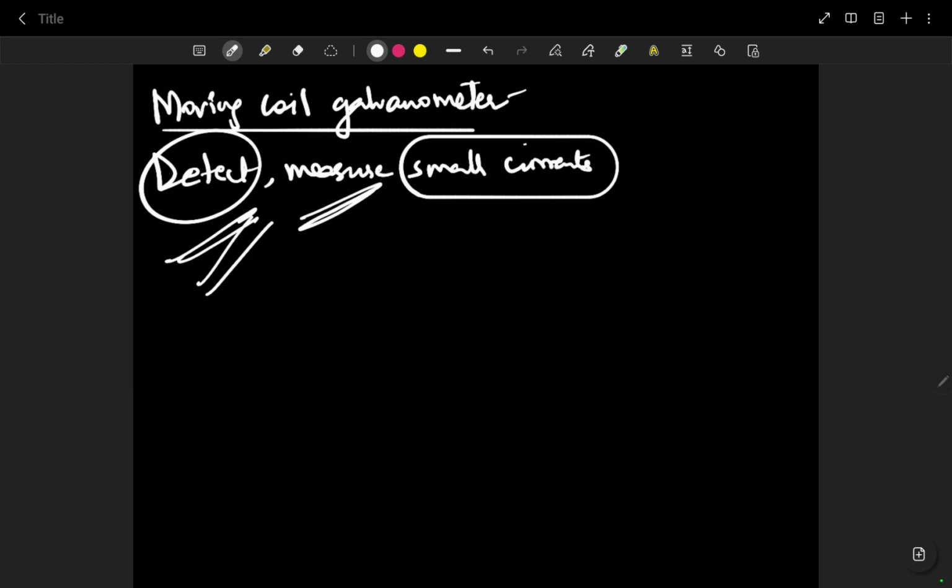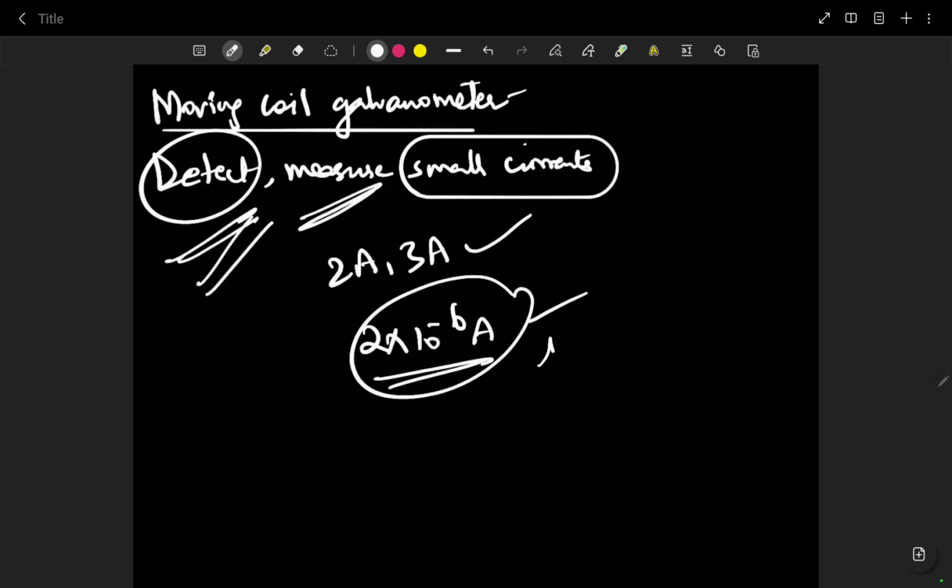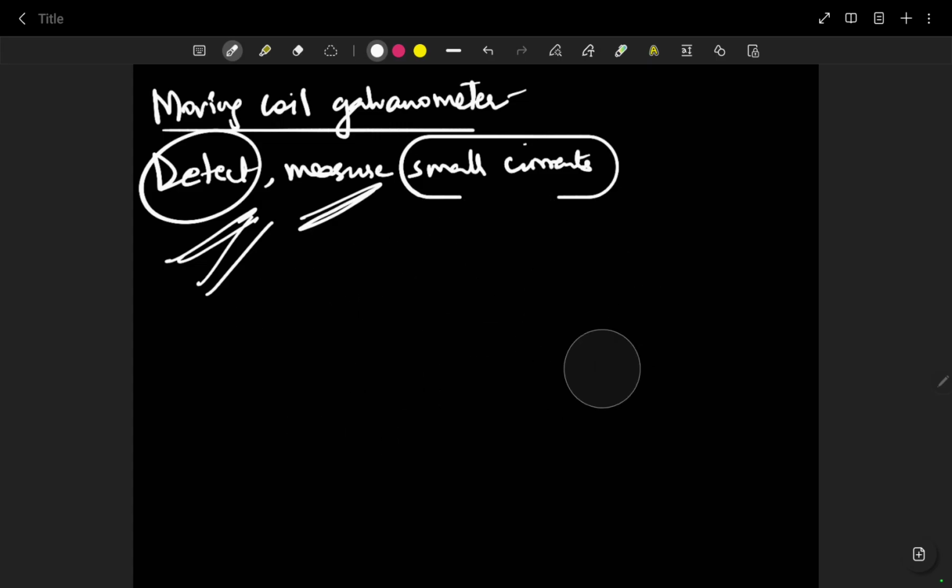So your general laboratory ammeters that you use, for example, will measure 2 amp, 3 amp. So this is actually a considerable amount of current. I'm telling you what will happen if you have to measure 2 into 10 power minus 6 amp, that is microamps, right? Mu amp is what I'm talking about. So these kinds of small minute currents will be measured with the help of a galvanometer.